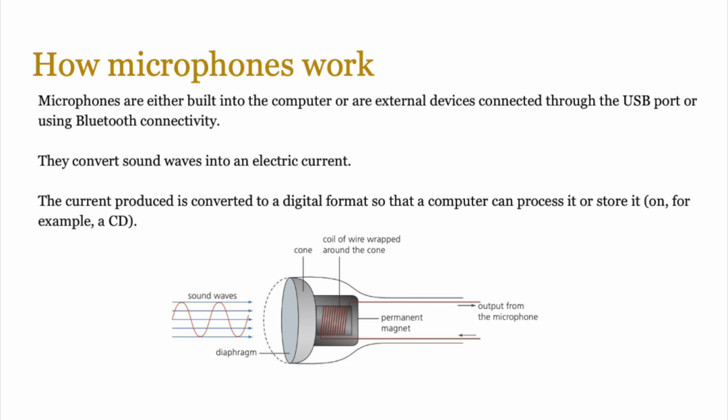Now, this is a bit you need to know for the exam, how microphones work. Microphones are either built into the computer or are external devices connected through USB ports or perhaps even using Bluetooth connectivity. They convert sound waves into an electric current. The current produced is converted into a digital format so a computer can process it or store it, for example, on a CD or an SSD. Now on screen you can see a diagram of the inner workings of a microphone. You can pause a bit and have a look at it. We're going to go through this in a bit more detail next.